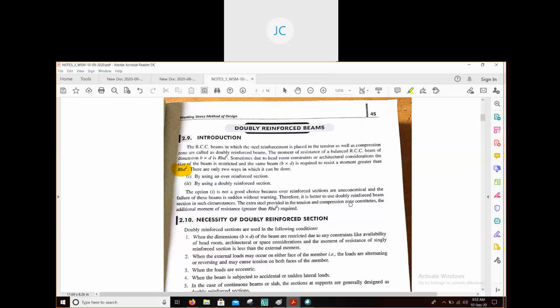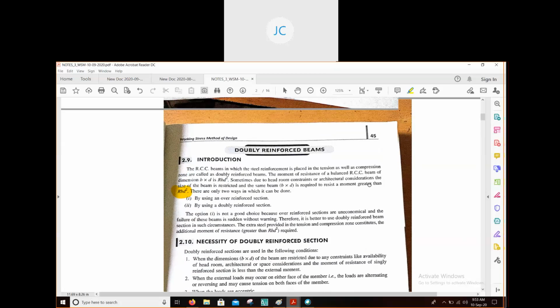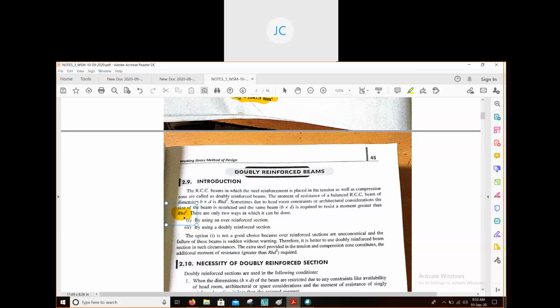The extra steel provided in the tension as well as in compression zone resists the extra moment. So the main reason for using this doubly reinforced beam is when the size of the beam is restricted. That means if you don't have sufficient space, in that case we will first fix the size of the beam.